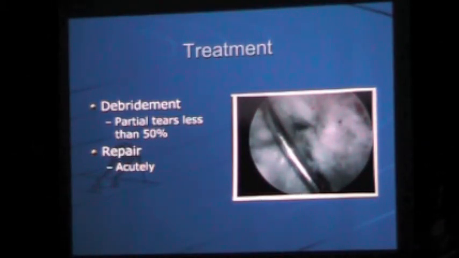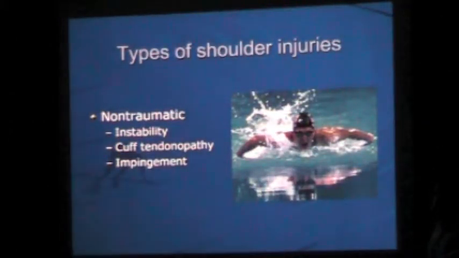You just have to remove some of that degenerative tissue and see if there's any other pathology, such as acromial spurs or bursitis, that you need to take care of. And they actually have pretty good results with that. If it's greater than 50% torn, we'll actually repair these, because the likelihood of it progressing to a full tear is high. So we want to go ahead and take care of that while we're there. Types of shoulder injuries, non-traumatic: instability, cuff tendinopathy, and impingement. These all occur a lot of times from chronic issues.